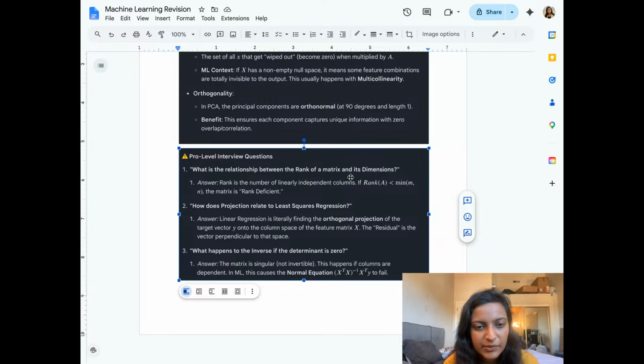What is the relationship between rank and dimensions? Rank is the number of linearly independent columns. If rank is less than the minimum of m and n, the matrix is rank deficient. Linear regression is finding the orthogonal projection of the target vector onto the column space of feature matrix X.